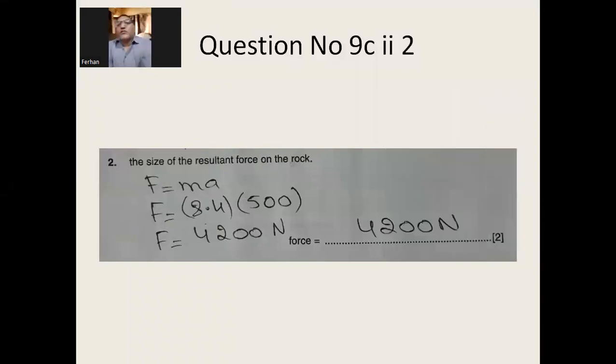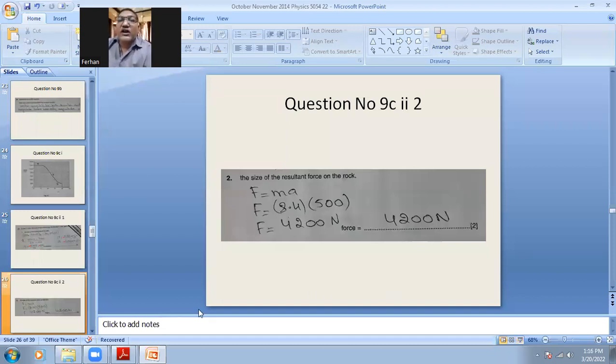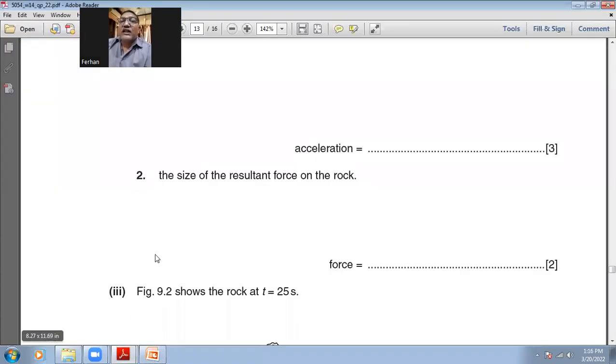Okay, so here we go. F is equal to ma, 8.4 kg multiplied by 500 meter per second square. So the answer will be 4200 Newton. So the resultant force acting on the body is 4200 Newton. So let's move to the next part.